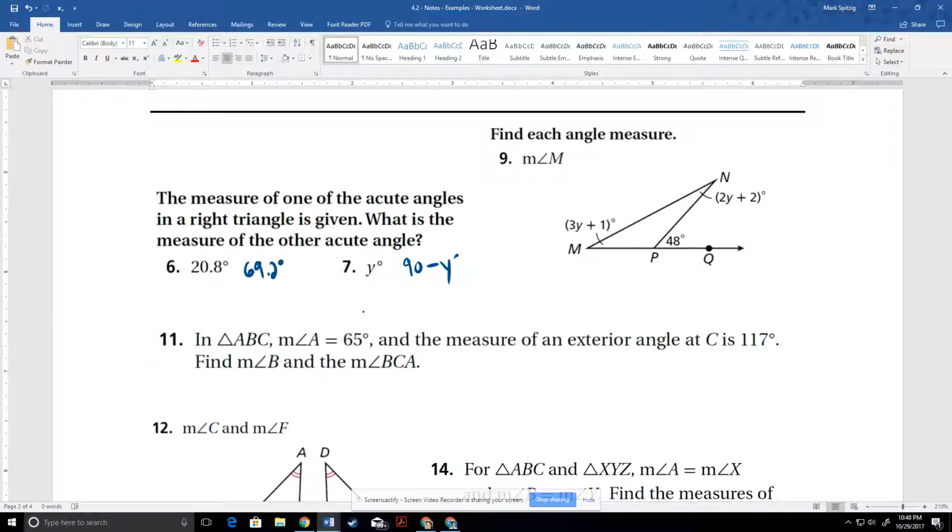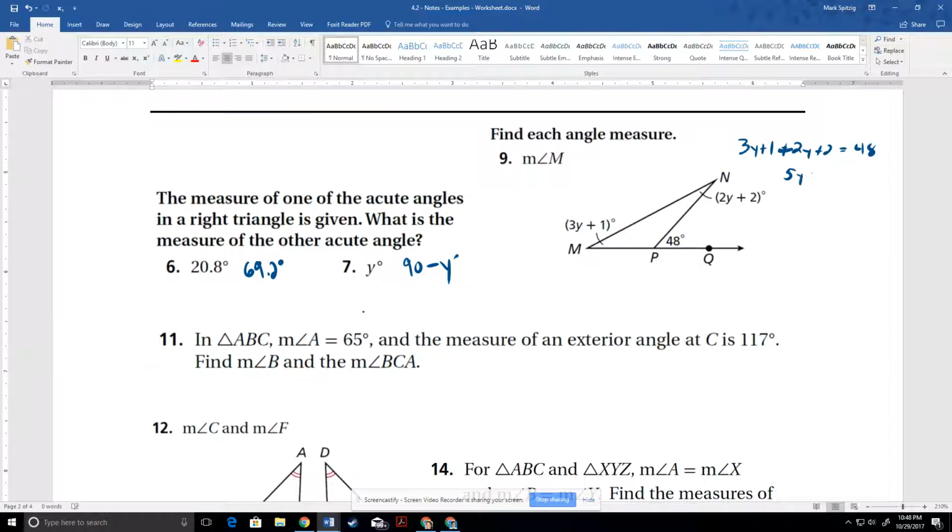Over here, again, there's no way to get an angle in number 7. You just get the expression, and that's okay. All right, and we're trying to find the measure of angle m. To find m, I need to find y, so I need to write an equation. I know 48 is an exterior angle, and that's going to be equal to the sum of the remote interior angles. The remote interior angles are angle m and n, so 3y plus 1, plus 2y plus 2, is going to be equal to 48.